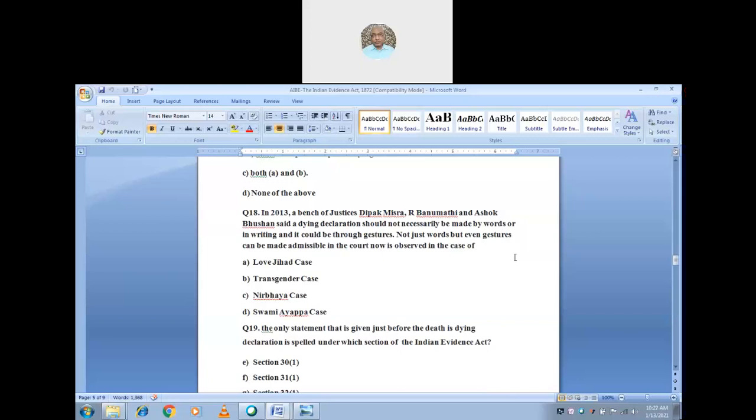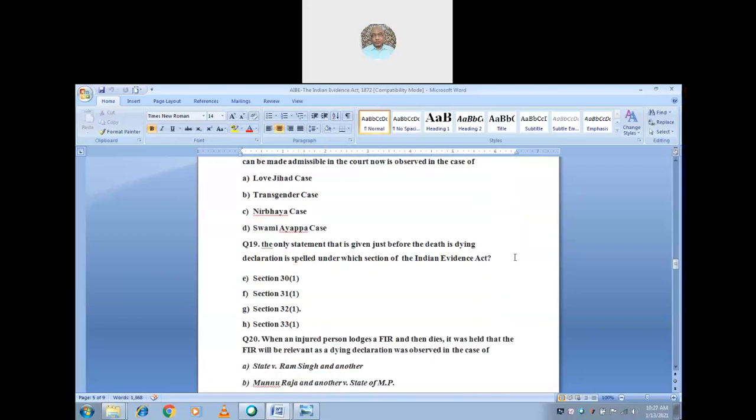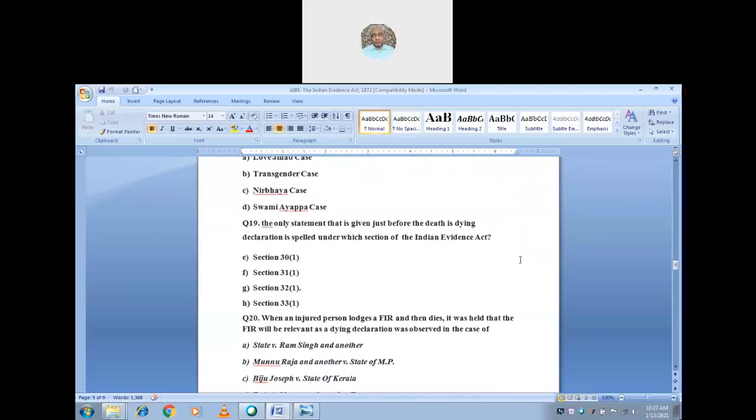In 2013, the love jihad case, transgender case, Nirbhaya case, Swami Ayappa case. See, sir, Nirbhaya. It is the Nirbhaya case because when I said dying declaration and 2013, I gave the justices also at that instant, so you can say easily the Nirbhaya case. What is the original name of the victim in the Nirbhaya case? I told in my last class, it is Jyoti Singh.